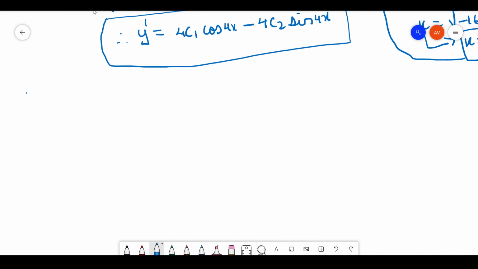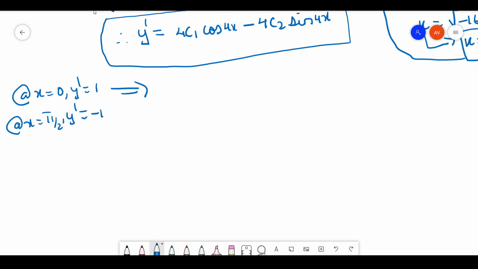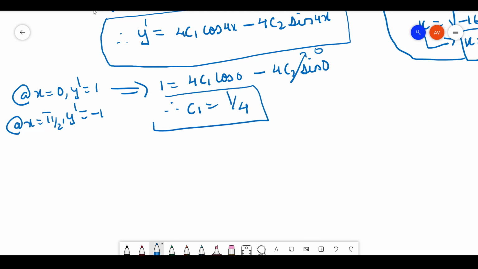Now what are your boundary conditions? At x is equal to 0, your y dash is 1, and at x is equal to pi by 2, your y dash is minus 1. Let's use the first one. So 1 is equal to 4c1 cos 0 minus 4c2 sine 0. Therefore, sine 0 is 0, so your c1 is equal to 1 by 4.